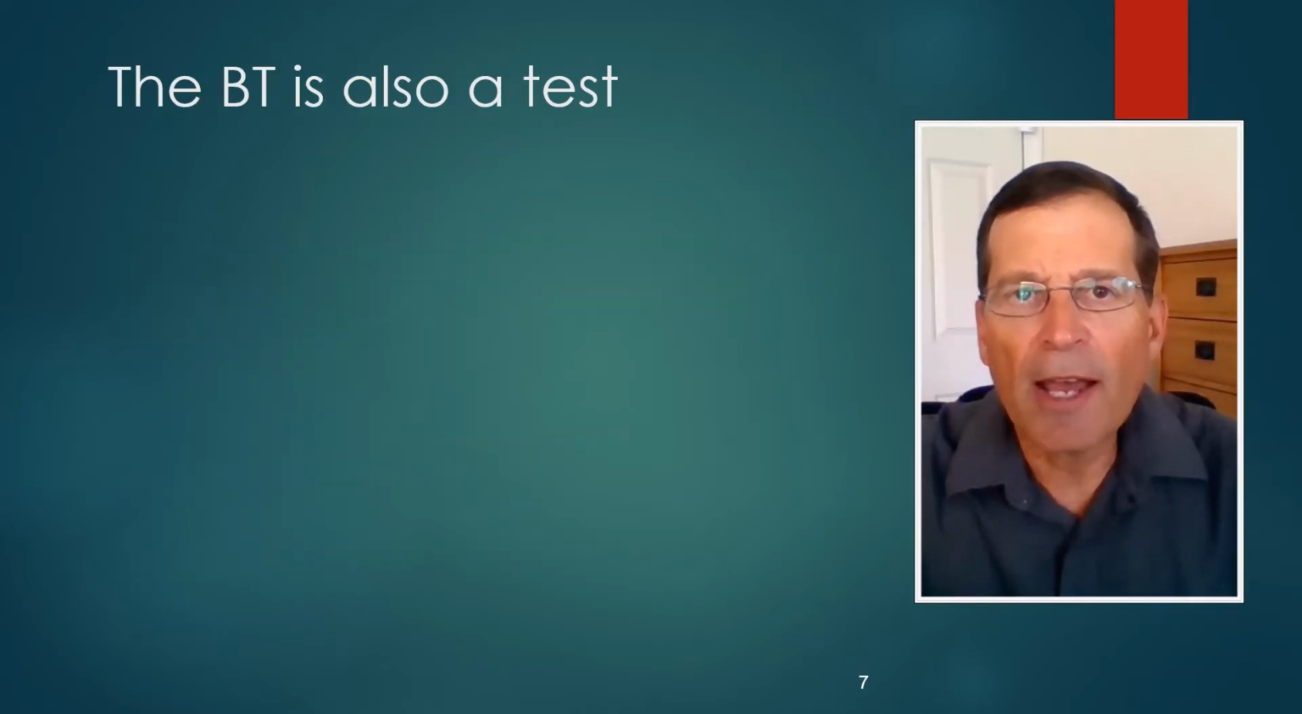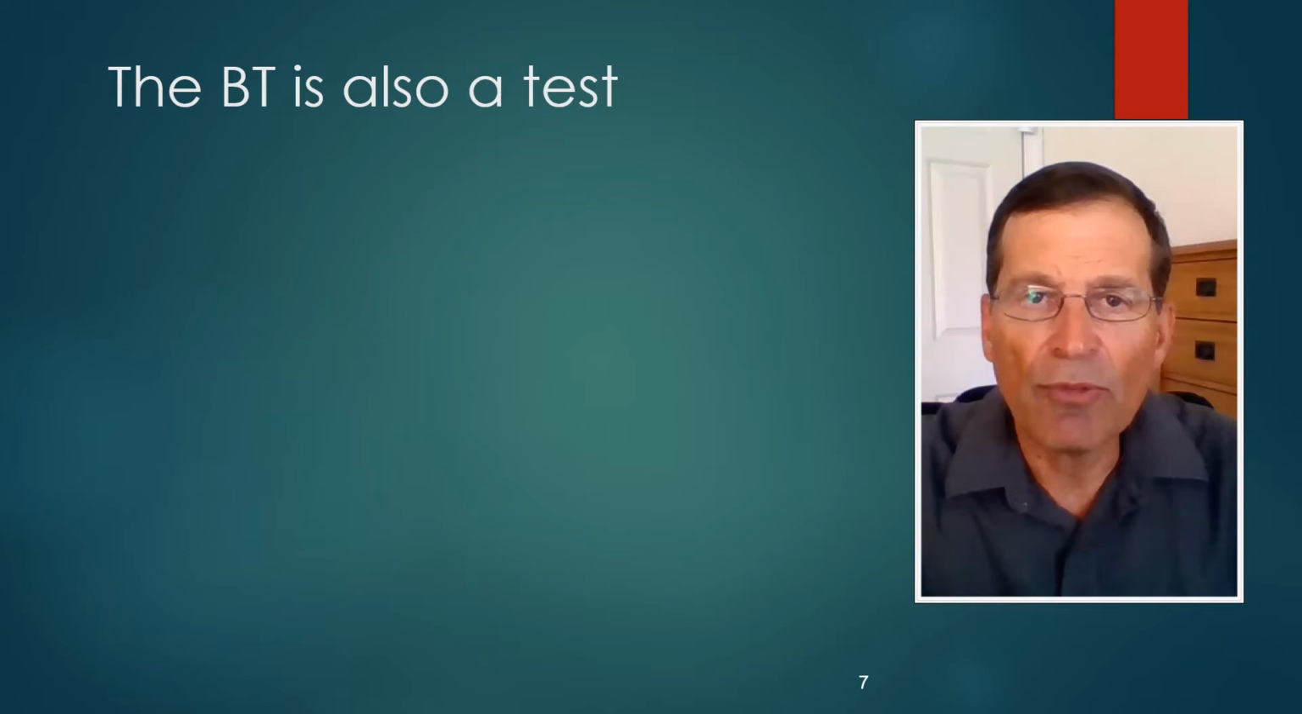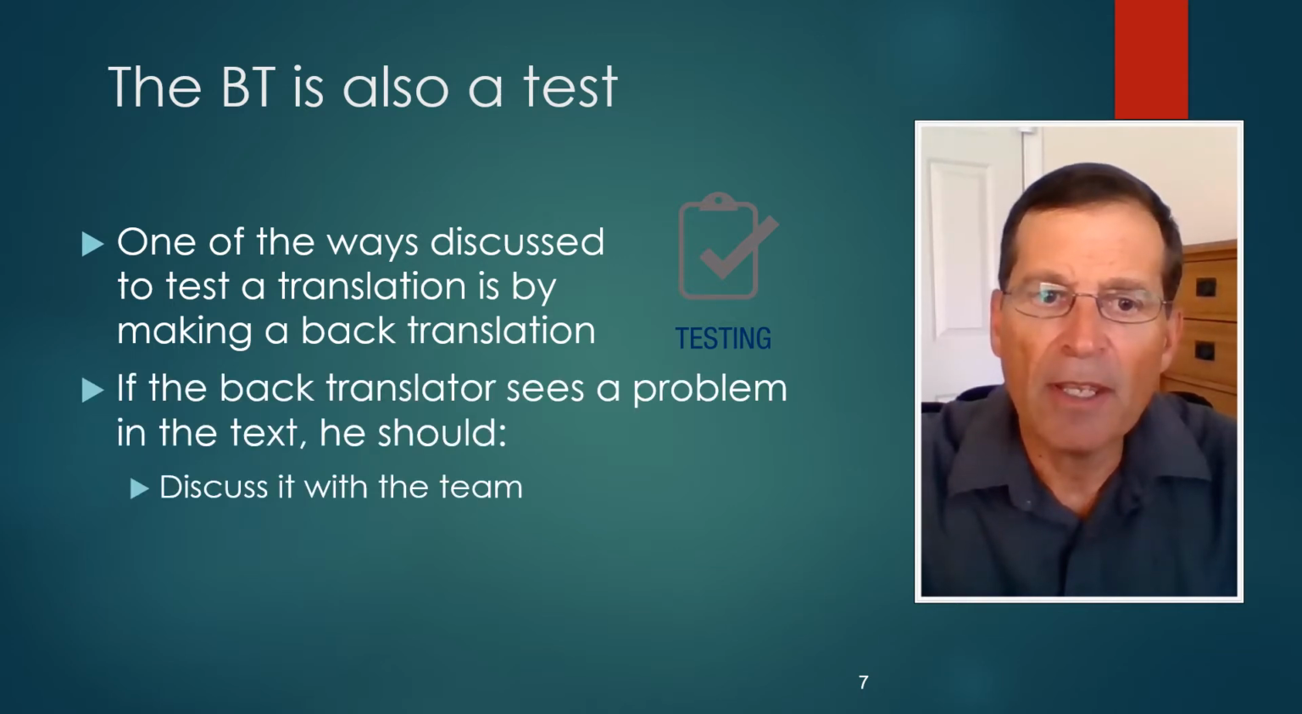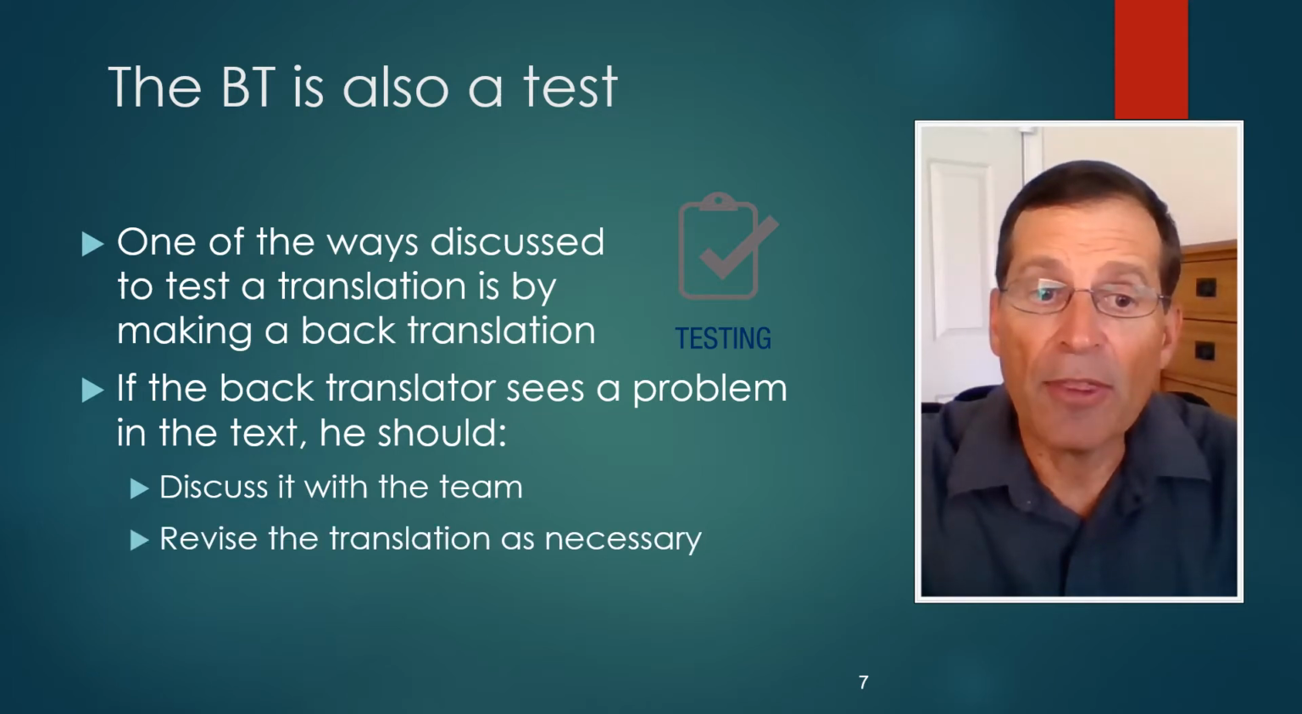In step 5 of translation, community testing, we mentioned that there are various methods for testing a translation. Well, one of the ways discussed is making a back translation. If the back translator sees a problem in the text, he should then discuss it with the other translators on the team, and they should revise the translation as necessary.